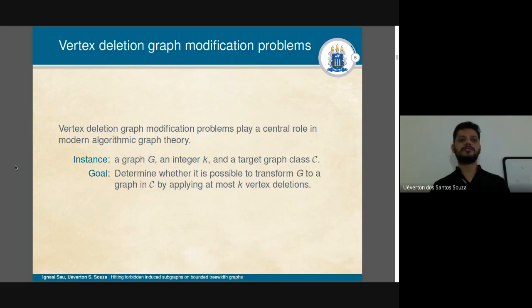In this talk, we are interested in a vertex deletion graph modification problem. This kind of problem has as input a graph G and an integer k, and a graph class C, and the goal is to determine the minimum number of vertices that we need to remove in order to obtain a graph in the class C. In the decision problem, we must decide if there is a set of size at most k that we can remove in order to obtain a graph in the class C.